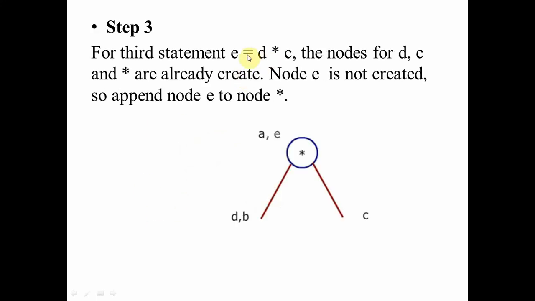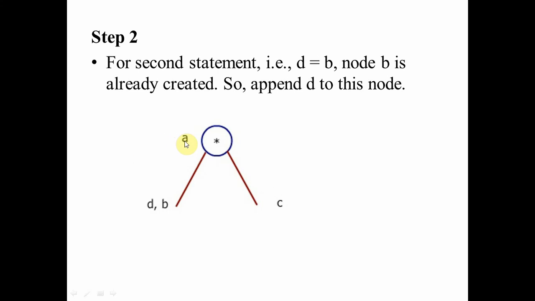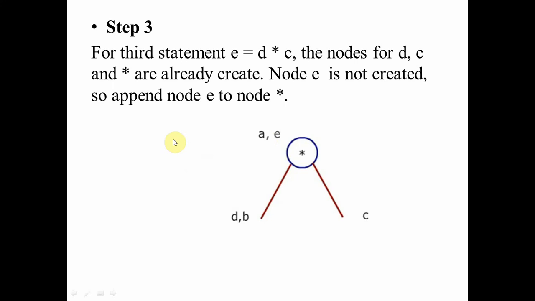For the third statement, E equal to D into C. D into C is assigned to E. Already we have A here, so we are appending E to this interior node. So now both A and E have the same value. What is the value? D into C, since B into C is stored in A and D equal to B. So the same value will be stored in both A and E.